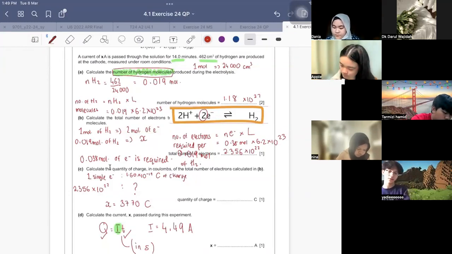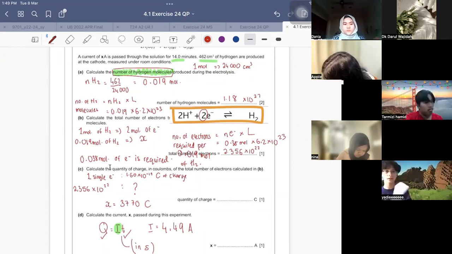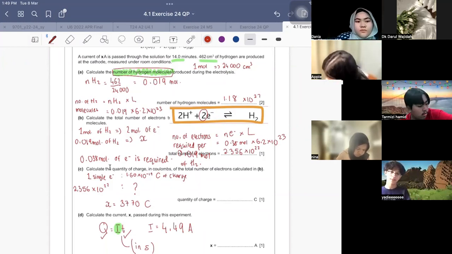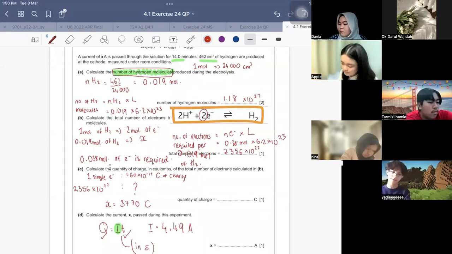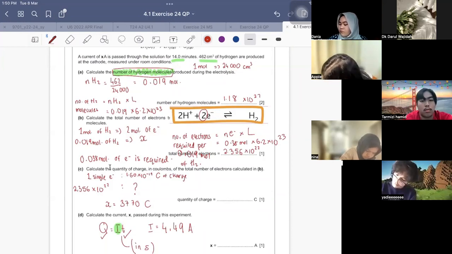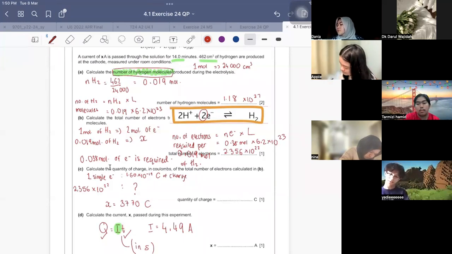Okay. Did you manage to get the answer, 4.4? In the mark scheme, the answer is also 4.4. So I think even though we use a slightly different value of Avogadro's constant, it doesn't change the answer much. In the marking scheme, it's still 4.4. That is if I do the correct calculation correctly.